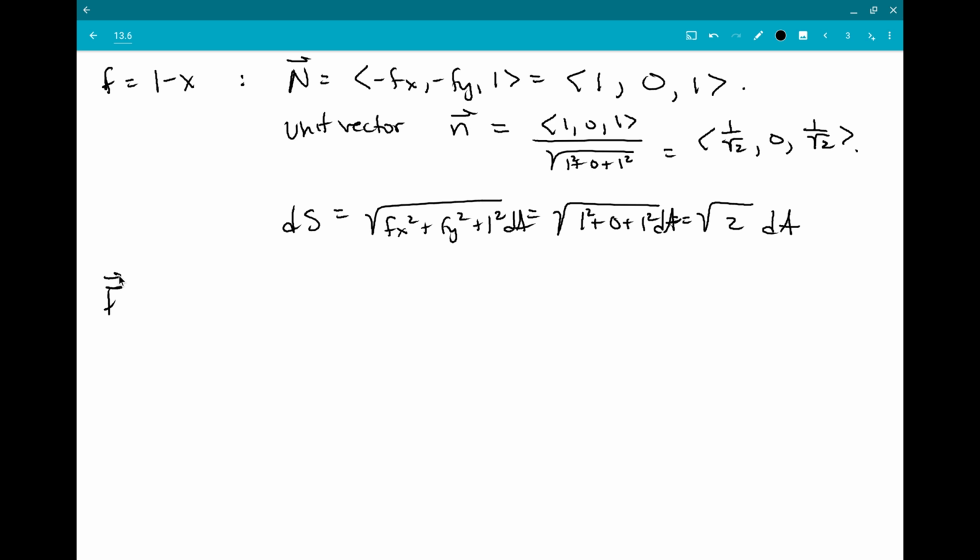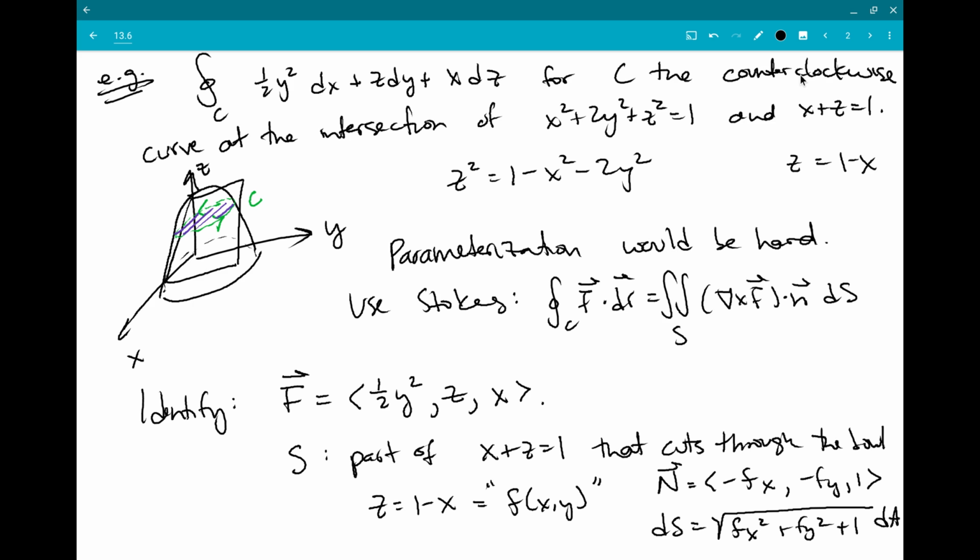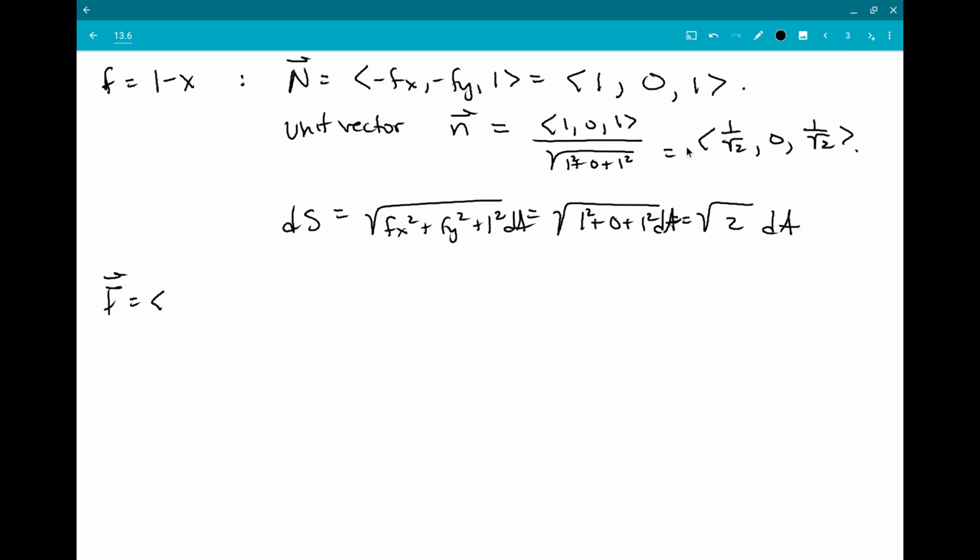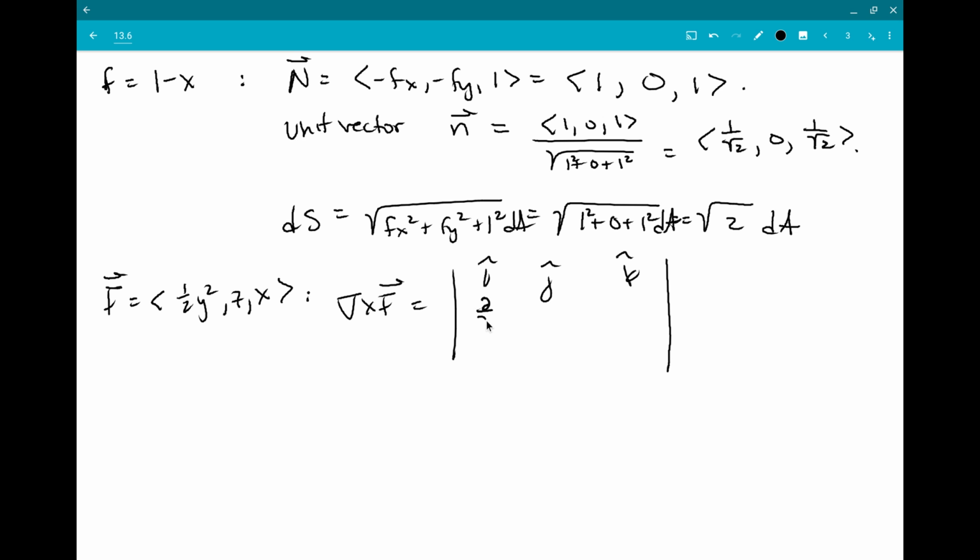And then since I had f equal to 1/2 y squared, z, x, I'm going to go ahead and compute my curl. If you remembered the formula, you can do that the way that you learned. But I'm going to do it with the determinant because that's easier for me. So I put d dx, d dy, d dz in my components of f: 1/2 y squared, z, and x.